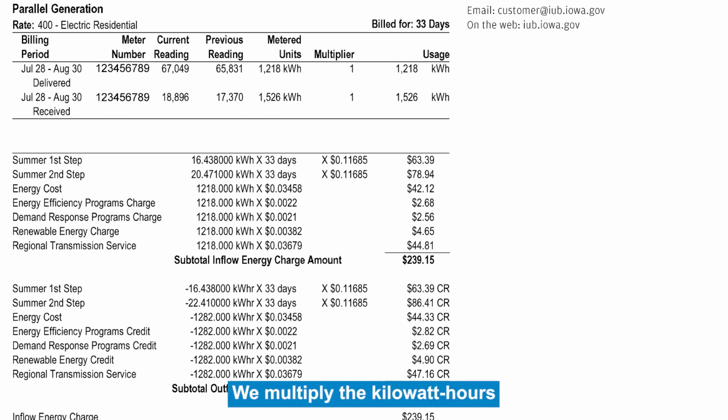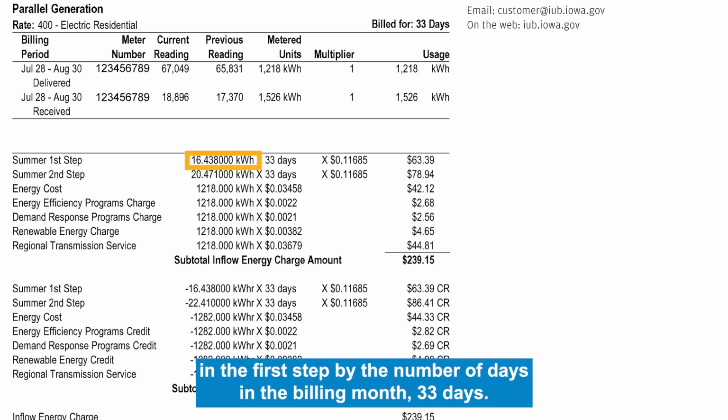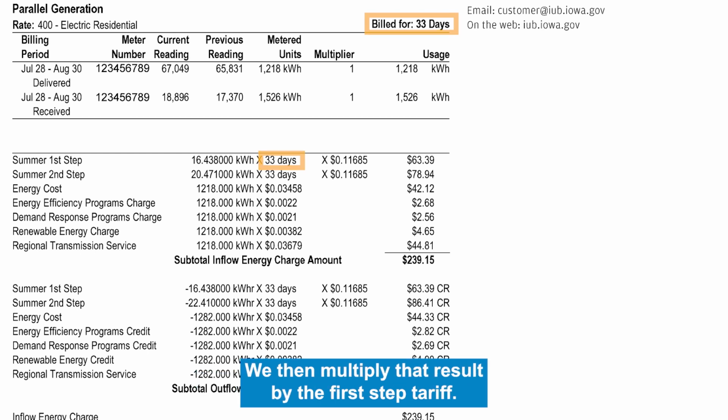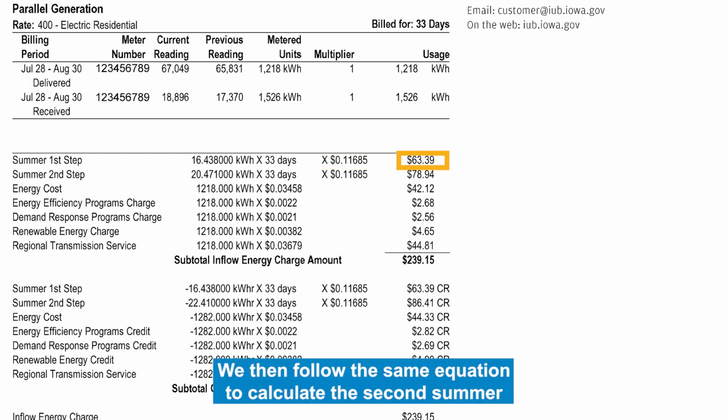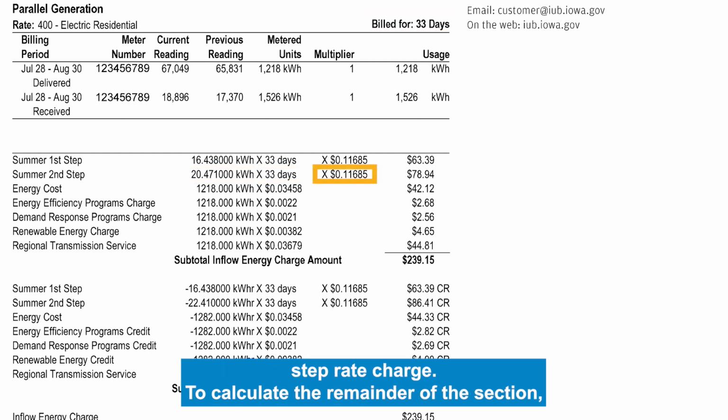We multiply the kilowatt hours in the first step by the number of days in the billing month, 33 days. We then multiply that result by the first step tariff. That gives us the total charge at the first step rate. We then follow the same equation to calculate the second summer step rate charge.